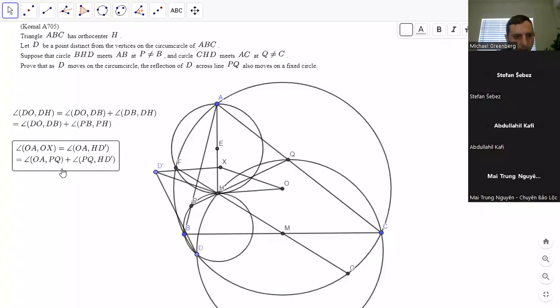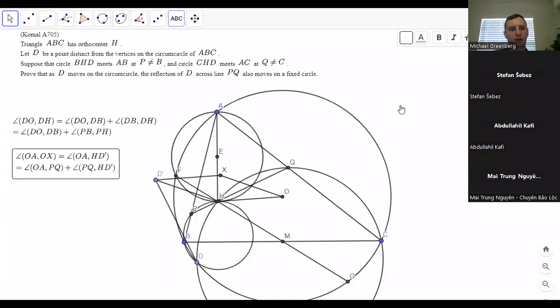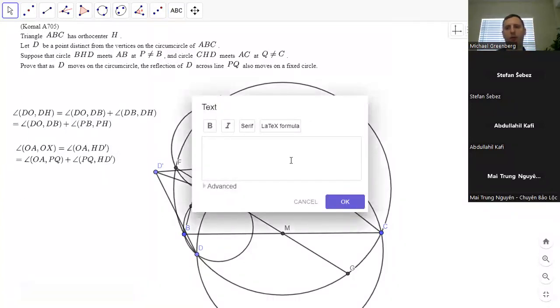So the angle DO makes with DB. Then we have the angle that OA makes with PQ plus the angle PQ makes with HD prime. So this angle plus that angle. And then we have, okay. I'll just say with some more calculation, angle AOX equals angle ODH.